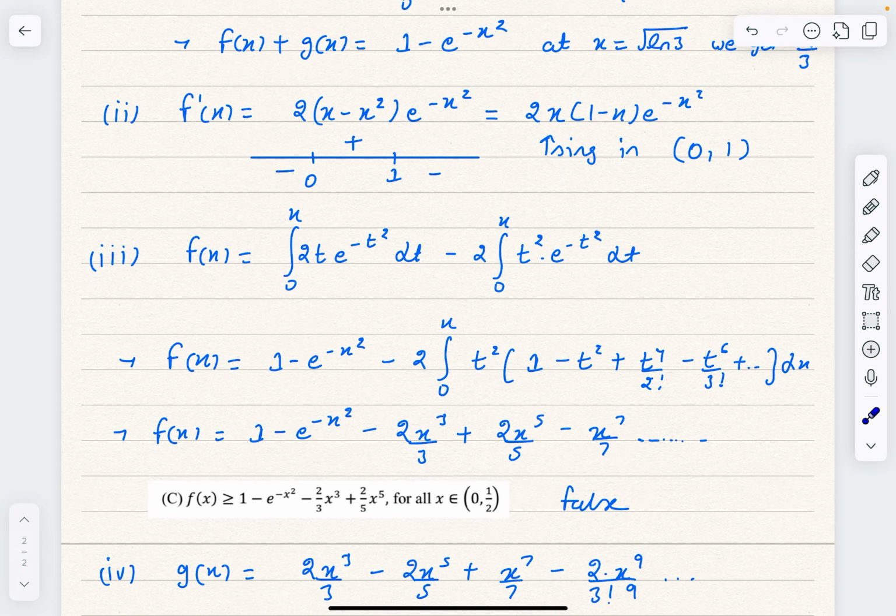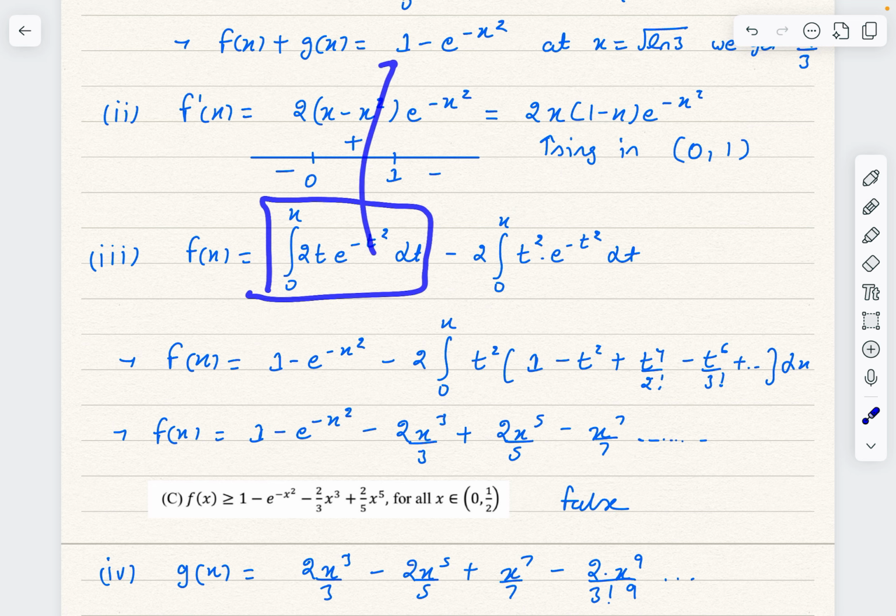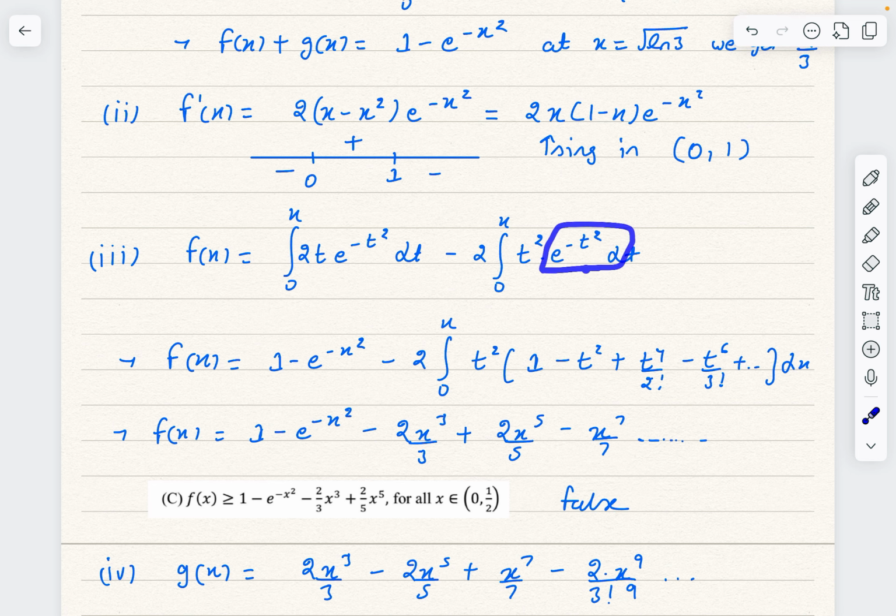Now, in one of the parts, they're asking to compare f of x with this series. What do we do here? F of x as they have given is 0 to x 2t e power minus t square dt minus 2 times 0 to x t square e power minus t square dt. This already we have integrated here. Get 1 minus e power minus x square. To integrate this thing, I'll use the expansion of e power x, which is 1 plus x square by 2 factorial plus x cube by 3 factorial and so on.